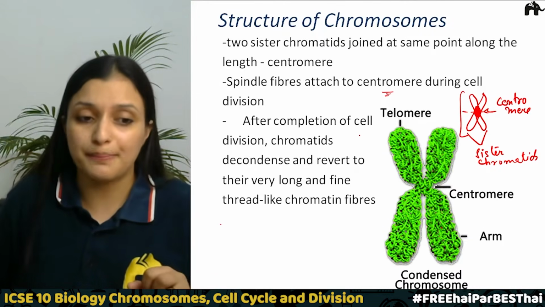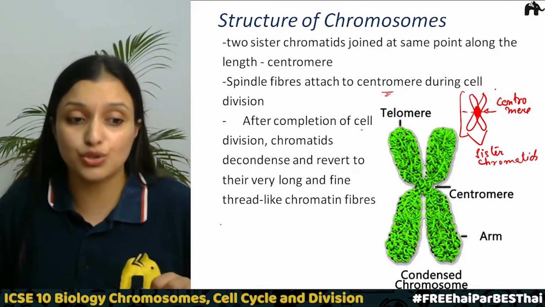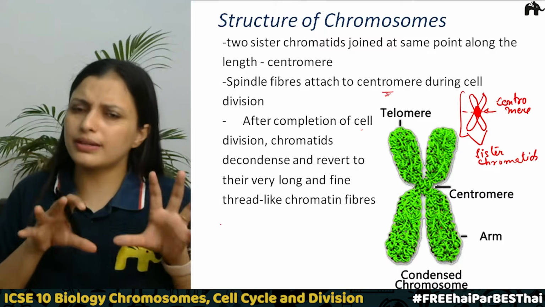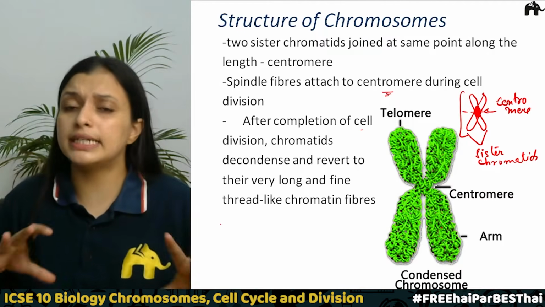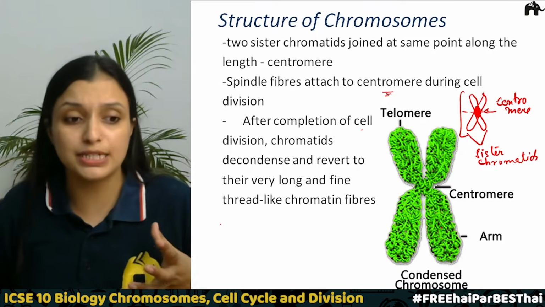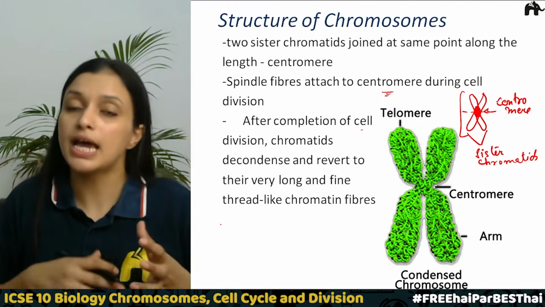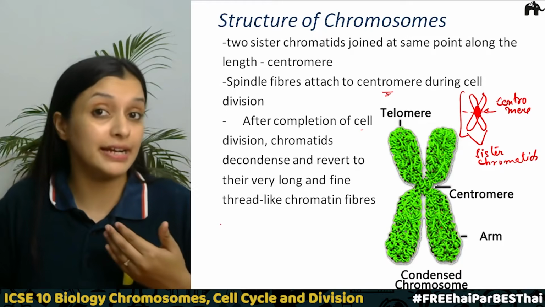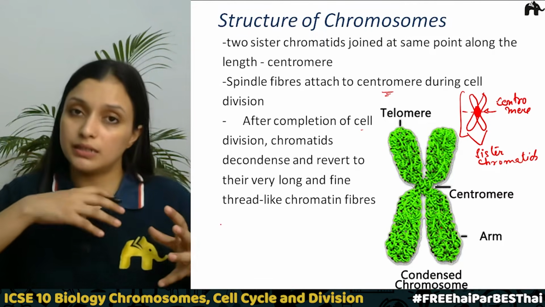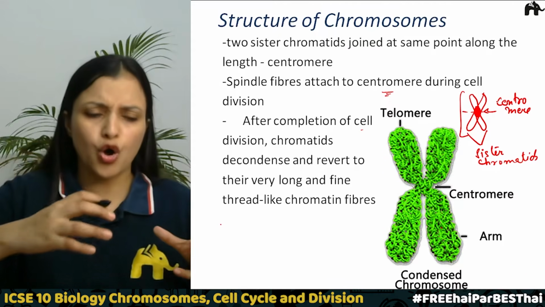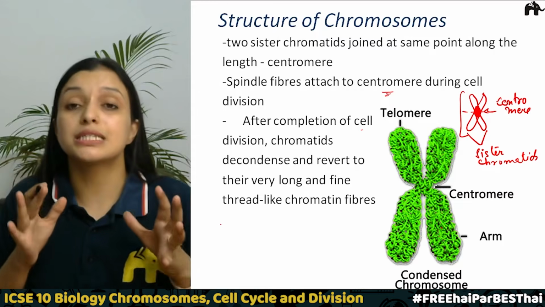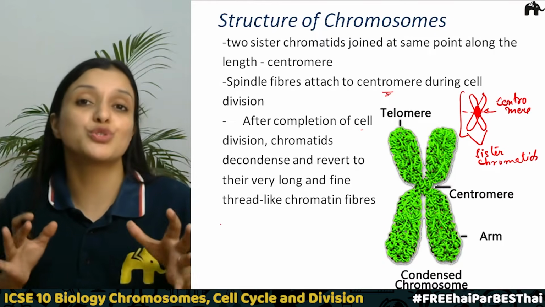So after the completion of the cell division, these chromatids decondense, right? They will exactly look like those long thin fibers they used to look like when they were in the non-dividing stage. So once the cell division is complete, again they will go to that non-dividing stage where they will decondense and convert into long thin thread-like chromatin fibers, right? So this is the structure of a chromosome.